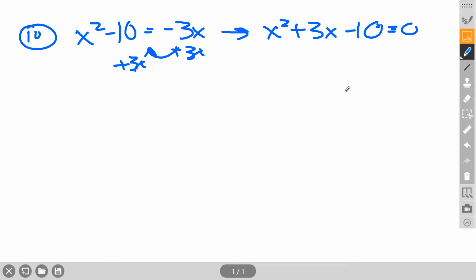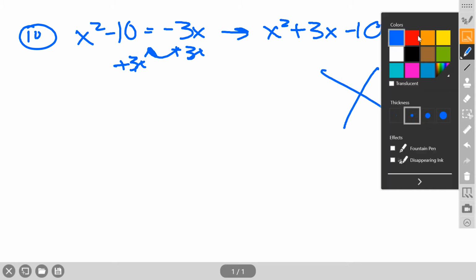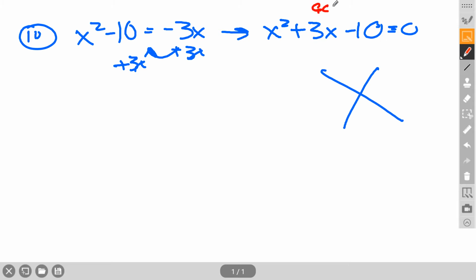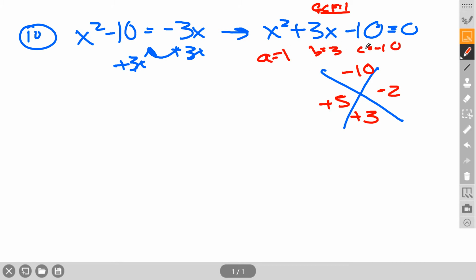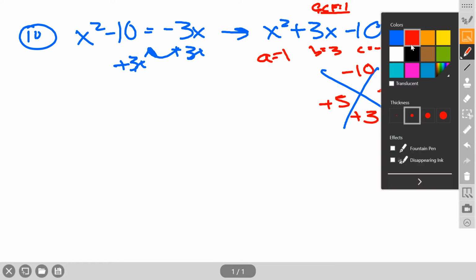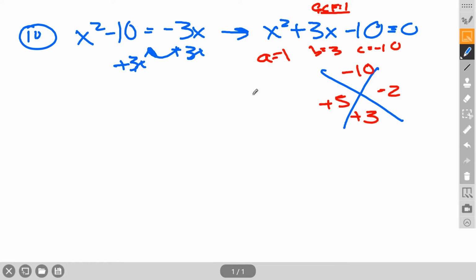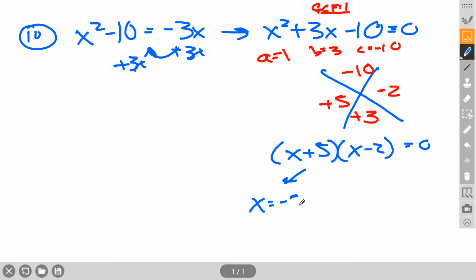I'm solving this by factoring. The GCF is 1, so I don't need to worry about the GCF. Up top is negative 10, a times c, and the bottom is positive 3. So I'm looking for positive 5 and negative 2. Since a is 1, I can skip the grouping part and I can use these as my factors. So the factored form would be x plus 5 and x minus 2, which means my solutions are negative 5 and positive 2.